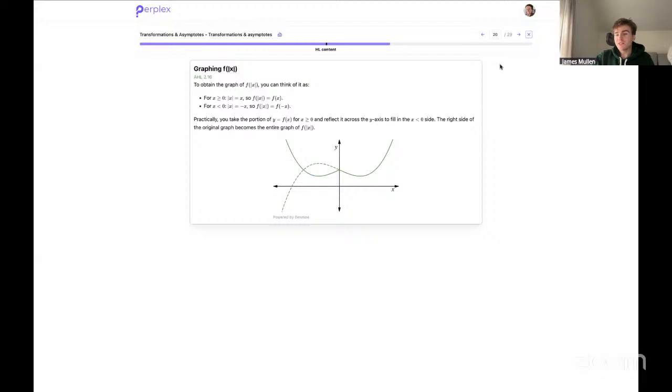Okay, Alex, it's your big moment. We're going to be doing these graphs now. So how do I graph f of the absolute value of x?